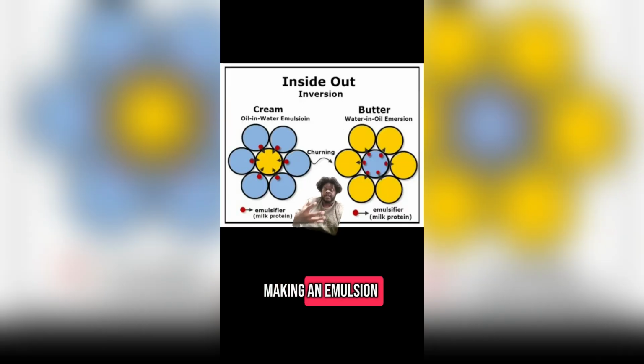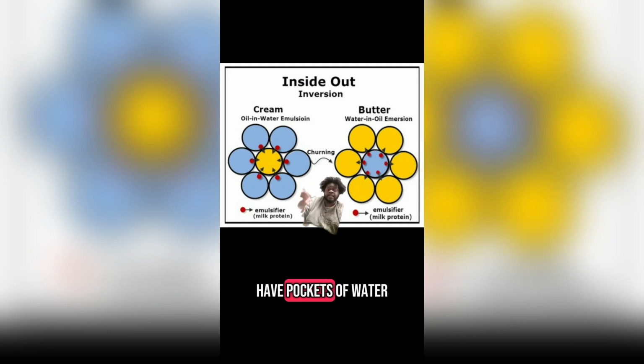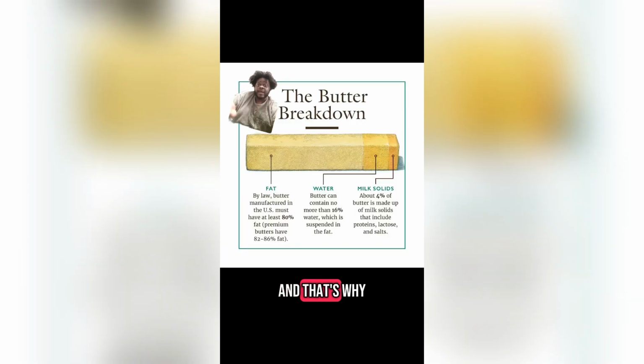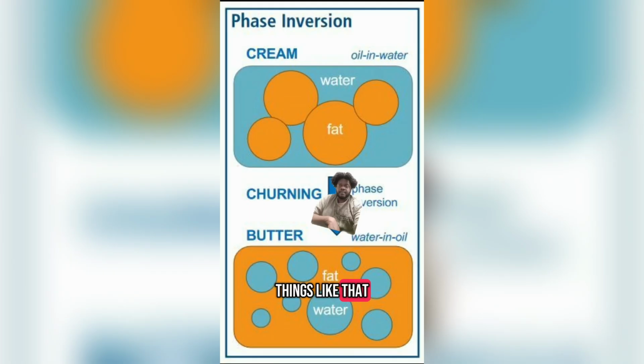You're making an emulsion, but instead of water on the outside, it's water on the inside. And so your main phase is your fat, and then you have pockets of water. That's why if you look at the composition of butter, it's fat, water, and milk solids. So that's why if you clarify butter, you'll have a bunch of solids left over. The solid part is the milk solids. It's like the proteins in milk, like casein or lactose or other things like that.